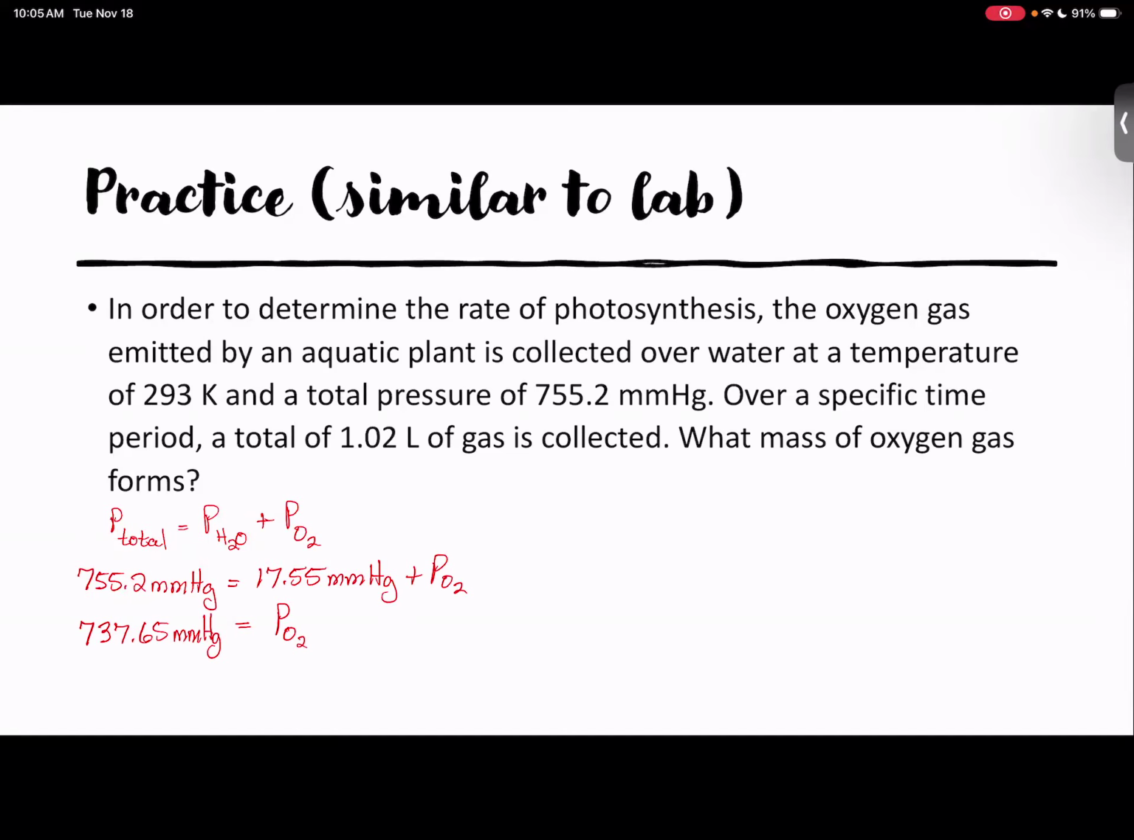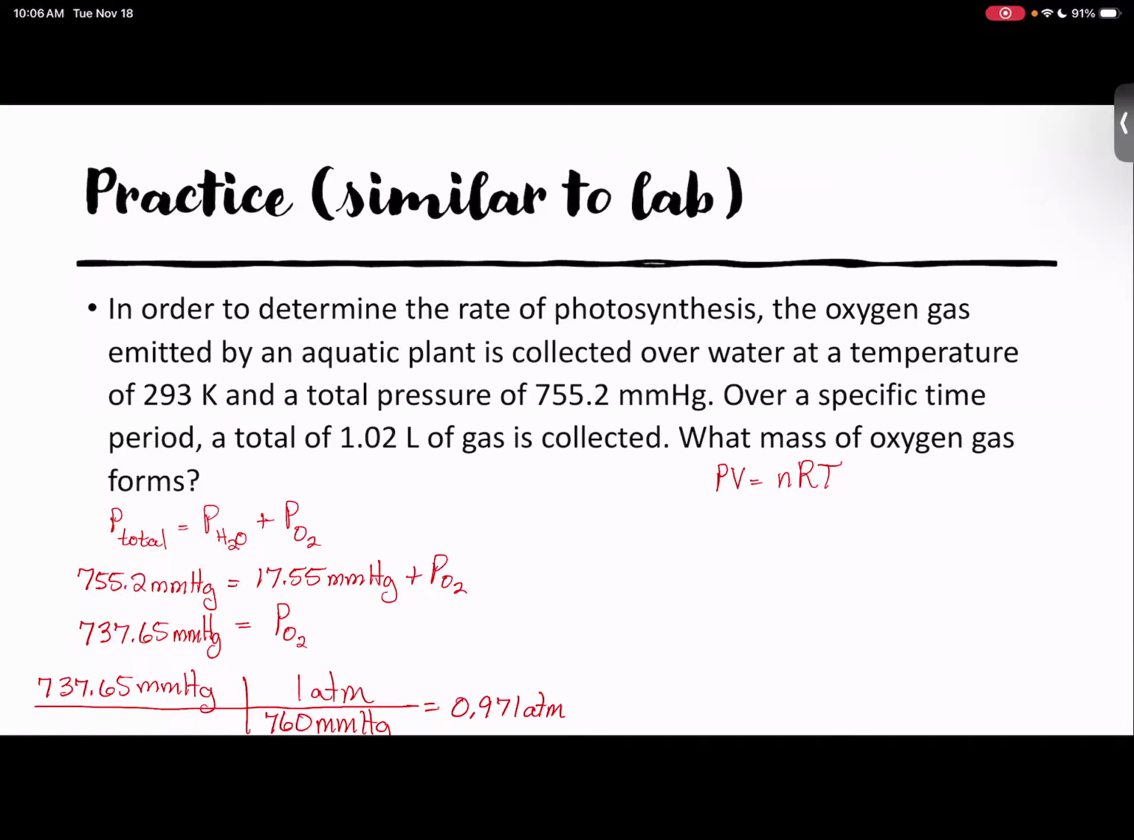Now, I'm going to use the ideal gas law because ultimately I want to know the amount of gas I need to know, in this case, for the oxygen collected. So I'm going to convert that 737.65 millimeters of mercury into atmospheres with the fact that 760 millimeters of mercury is 1 atmosphere. So that is 0.971 atmospheres.